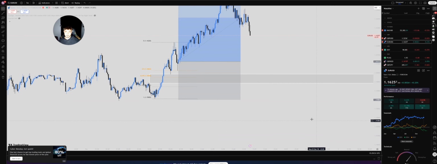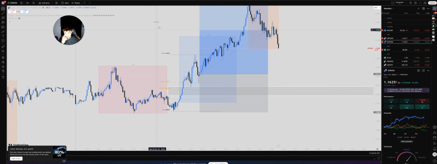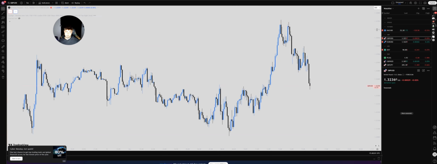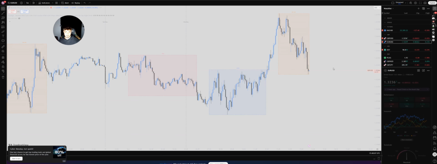Dropping straight down to the 5 minute time frame, let me put the sessions indicator on here. You can see that we didn't get a sweep of Asia here. However, on GU we did get the sweep. You can see that we swept Asia. So that gives us a really nice SMT.